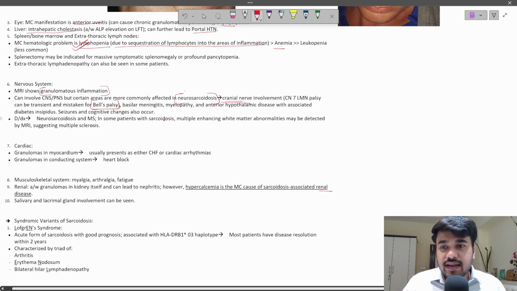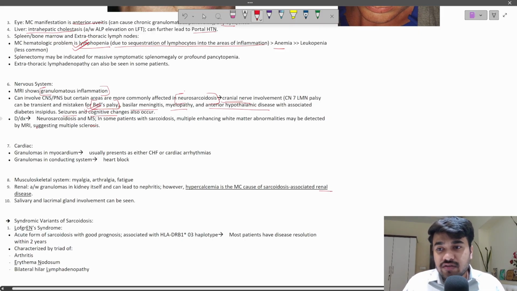Other areas affected in neurosarcoidosis are basilar meningitis, myelopathy, and anterior hypothalamic disease. Then we might also have seizures and cognitive changes. So these all can be the manifestations of neurosarcoidosis, right? So remember the comparison with Bell's palsy here.